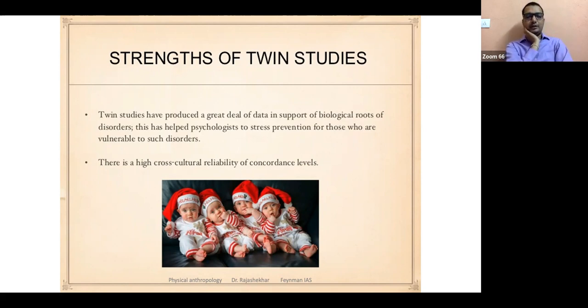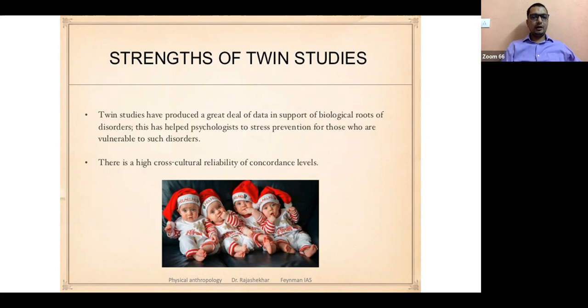Okay, so what are the strengths of these twin studies? What are the benefits of these twin studies? Twin studies have produced a great deal of data, as we have seen in the examples I just mentioned. You don't have to remember all of them, but I've shown a couple for you to remember. One case study and one graph is sufficient for you. Otherwise, a great deal of data has been collected as part of twin studies to understand the role of biology, the role of the genetic component.